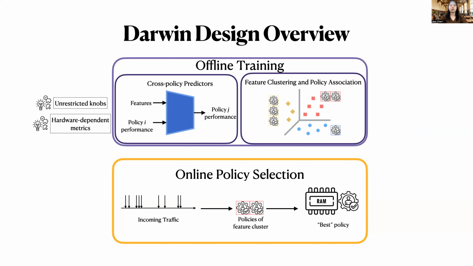Cross-policy predictors impose lightweight predictions only in the first few rounds. When coupled with the feature clustering, the overhead of policy exploration is greatly reduced.